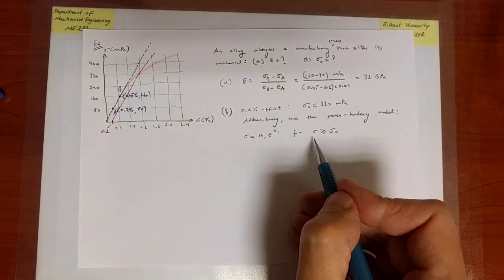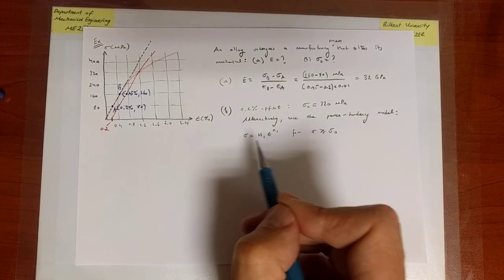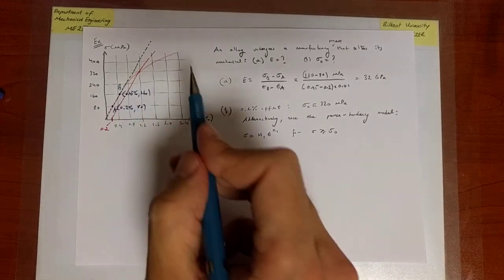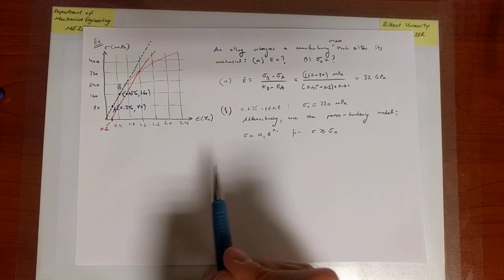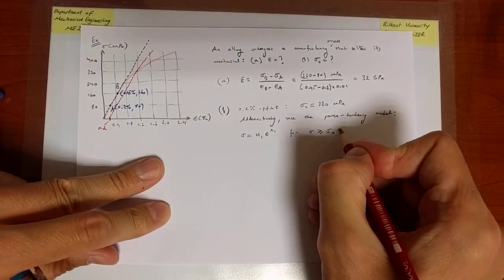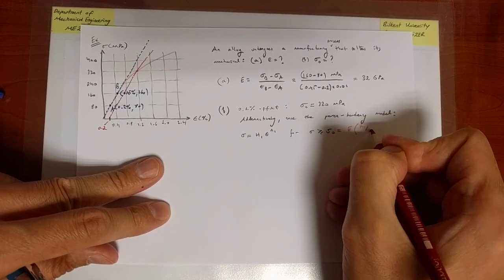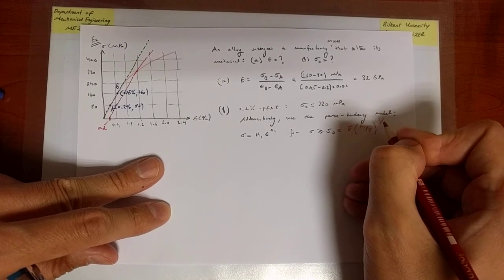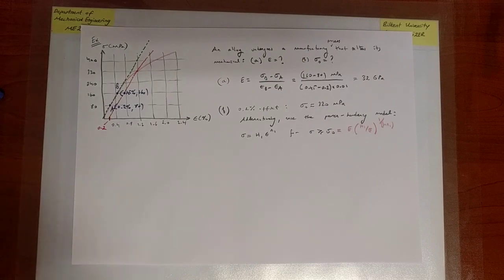So beyond the point of yielding, sigma is equal to H1 epsilon to the power N1. I'm going to use the data to determine these unknown material parameters, and afterwards predict sigma naught through the relation sigma naught equals E times (H1 over E) to the power 1 over (1 minus N1). Again, this relation is not something you need to memorize, but you certainly need to remember how to derive it. It's fairly easy.